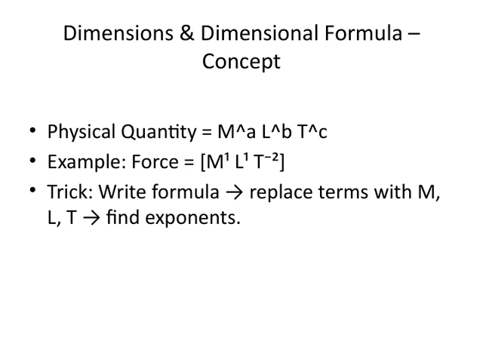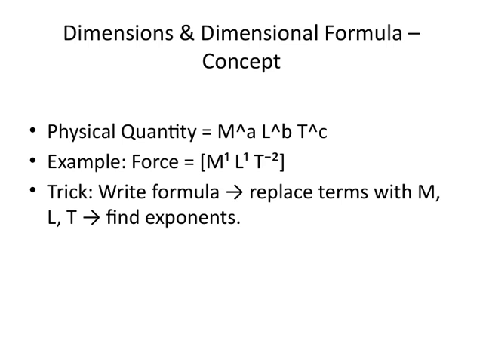Essentially, physical quantities can be expressed in terms of fundamental quantities like mass, length, and time. The general form is physical quantity equals M raised to the power of a, L raised to the power of b, and T raised to the power of c. For example, consider force. Its dimensional formula is written as M^1 L^1 T^-2. Here's a trick to find these exponents easily.